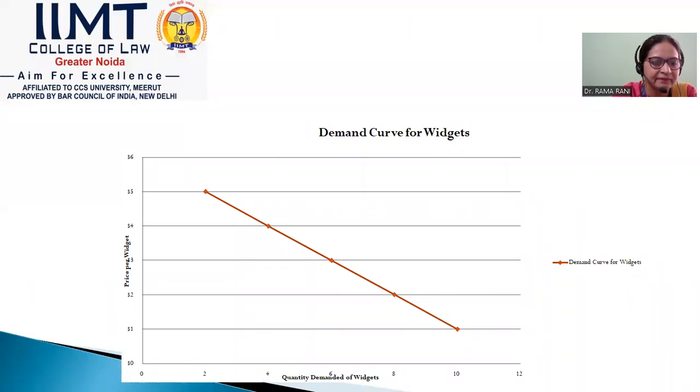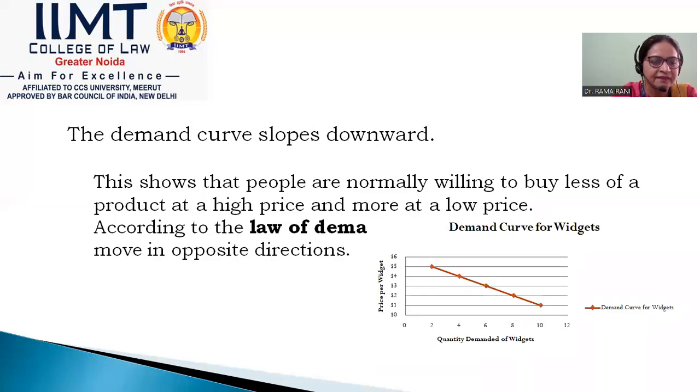This is the demand curve. It is also showing that if the price of any product is high, then its demand decreases. The demand curve slopes downward. This shows that people are normally willing to buy less of a product at a high price and more at a low price. If the price of any particular commodity increases, then its demand decreases. And if the price of any commodity decreases, then its demand increases.